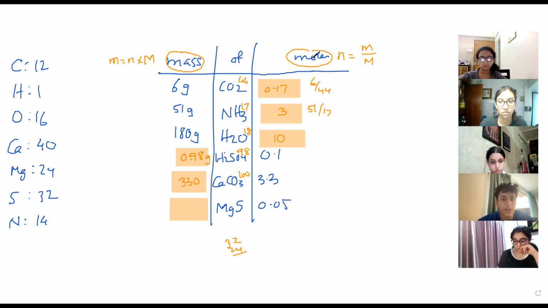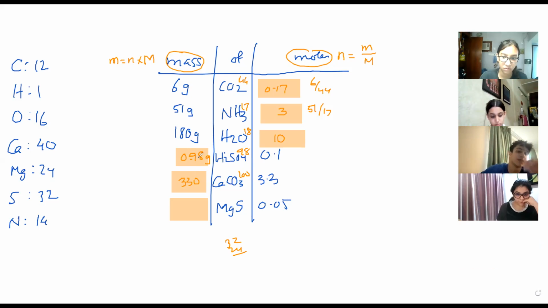So in the fourth one, if it's 98, won't it be 9.8? 9.8. Yeah, exactly. Correct. It is 9.8. Magnesium sulfide is 56. So 0.05 will be 0.28. Okay. So 2.8. Yeah. 2.8. Thank you. 2.8 it will be.